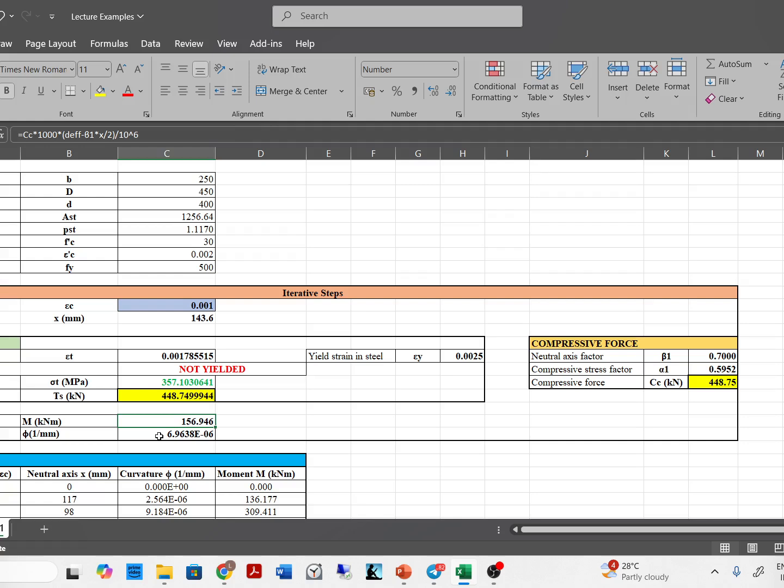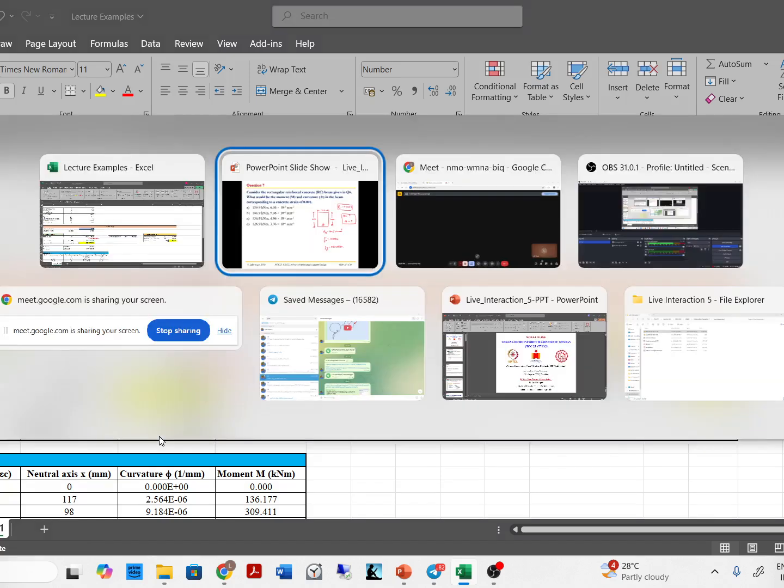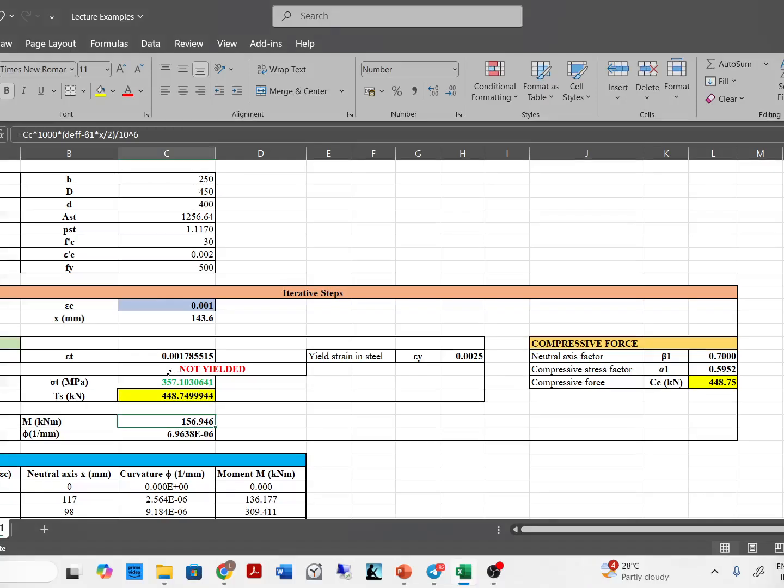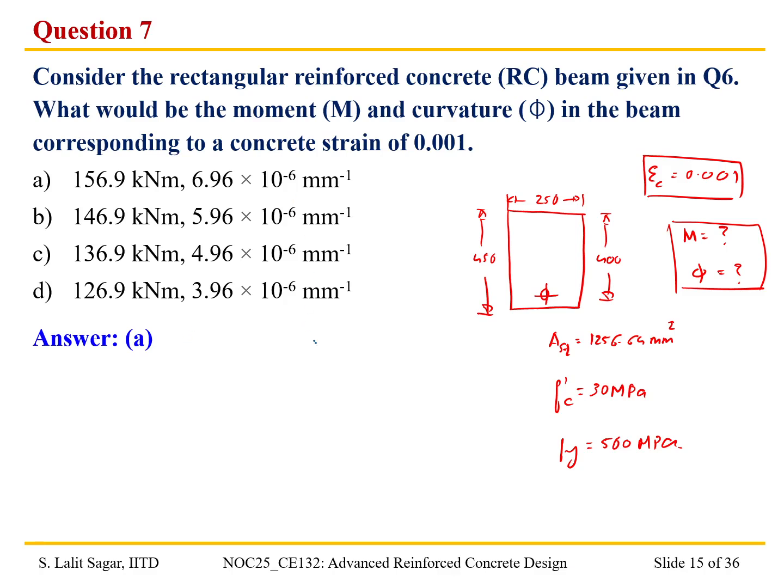Okay, now let us go back to the slide and look at the correct answer. So the correct answer is option A. However, once we have the value of x, let us try to find out the value of M and phi manually now. So we have x is equal to 143.6 mm.